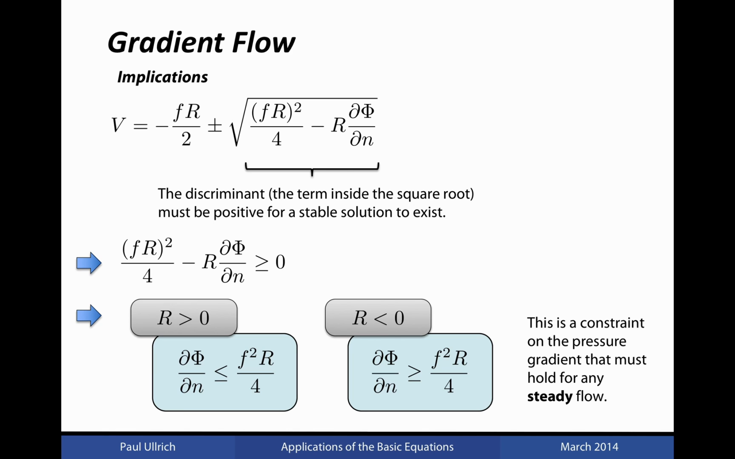So this is a constraint that must hold for any steady flow, and it's a constraint that must hold on the pressure gradient field. If this constraint does not hold, then the flow cannot be in a steady, balanced state, and will instead fall apart and produce a more chaotic solution, or time-dependent solution.